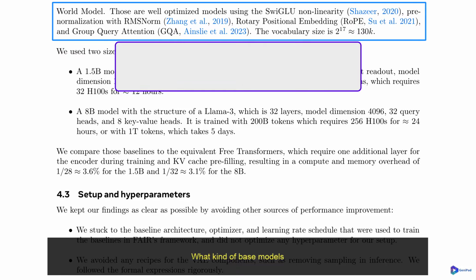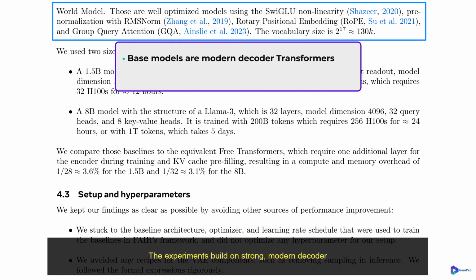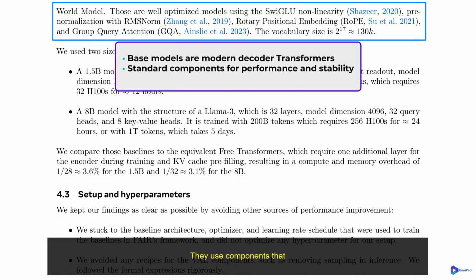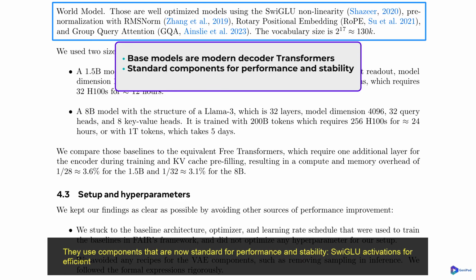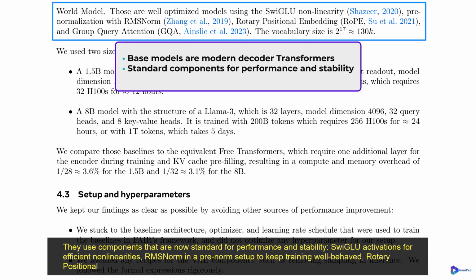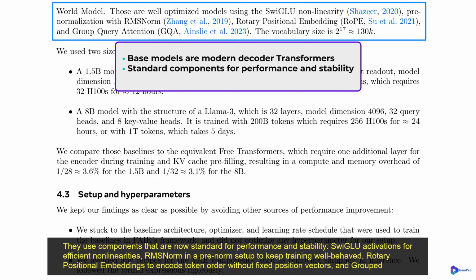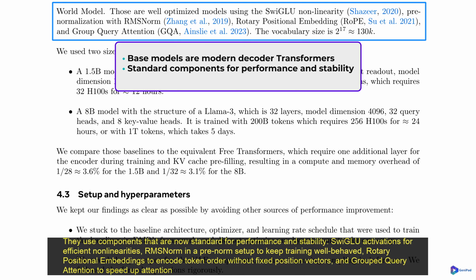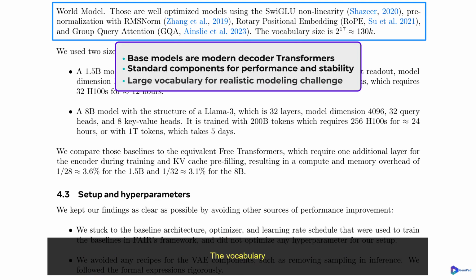What kind of base models are we upgrading? The experiments build on strong, modern decoder transformers. They use components that are now standard for performance and stability: SwiGLU activations for efficient nonlinearities, RMSNorm in a pre-norm setup to keep training well-behaved, rotary positional embeddings to encode token order without fixed position vectors, and grouped query attention to speed up attention with minimal quality loss. The vocabulary is large, on the order of hundreds of thousands of tokens, which makes the modeling challenge realistic and competitive.